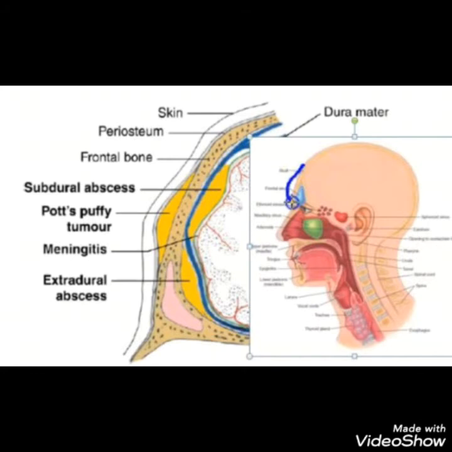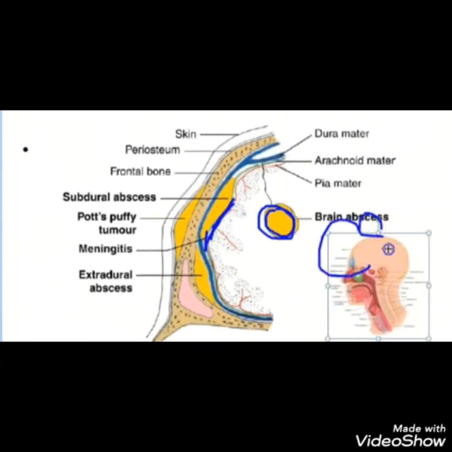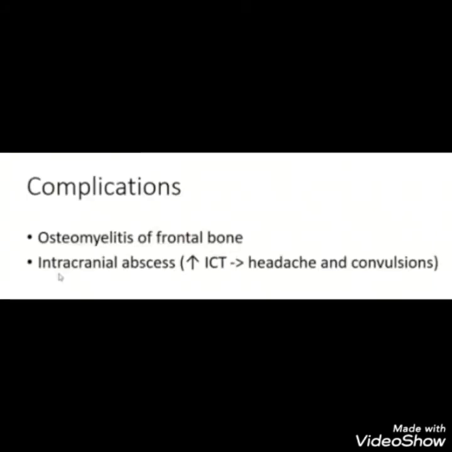So here you can see this is marked with blue pen, swelling on the frontal bone, and when this infection enters deeply inside the dura mater, when it invades the bone, then it causes osteomyelitis, then it reaches the meninges and causes meningitis, and then it reaches deeper and causes subdural and extradural abscess formation, and then brain abscess when it reaches into the brain.